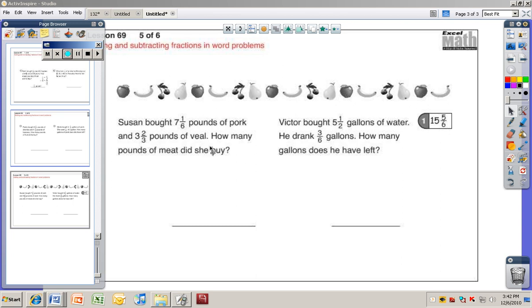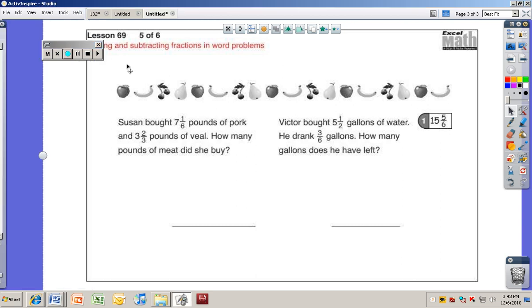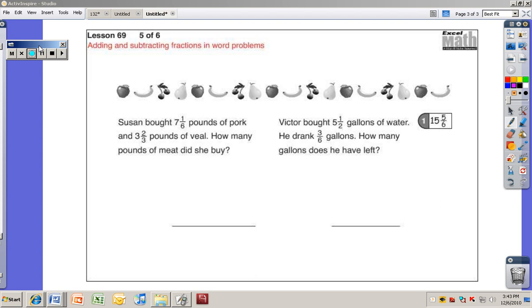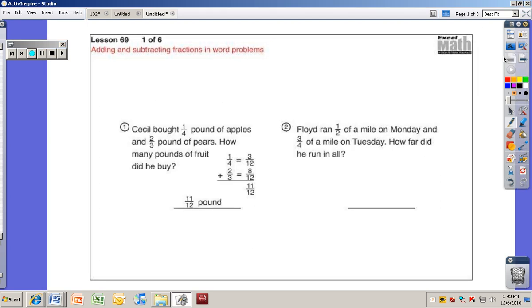This is 5th grade Excel, lesson 69. We're going to be learning about adding and subtracting fractions in word problems. And here's our first problem.